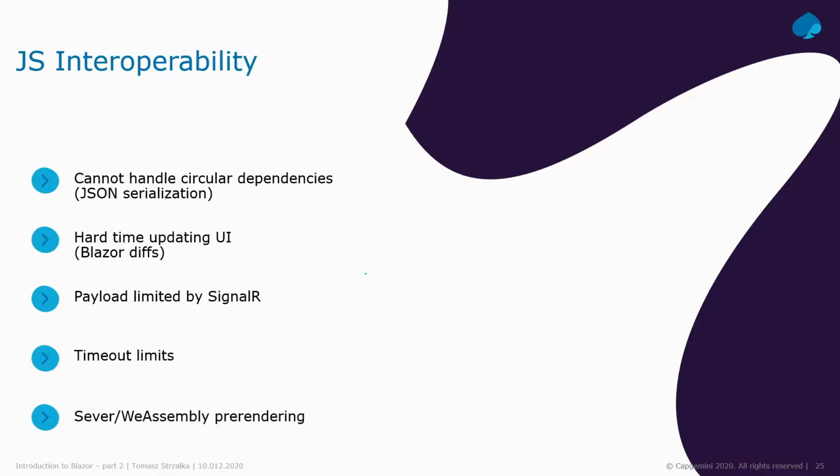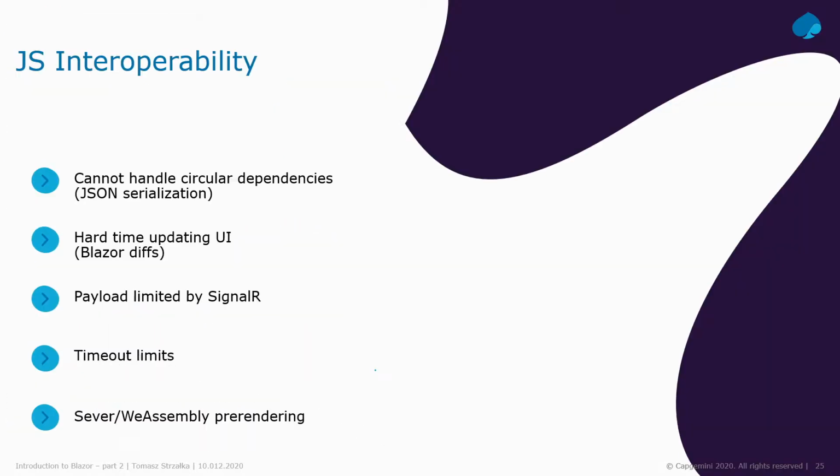And lastly, we will need to deal with server or WebAssembly pre-rendering because, as I said earlier, if we use the pre-rendered render mode, the initial markup will be rendered and all the Razor components' lifecycle methods will be run on the server without actually sending that markup to the user's browser, so there will be no way to execute those JavaScript calls. So we need to remember that.